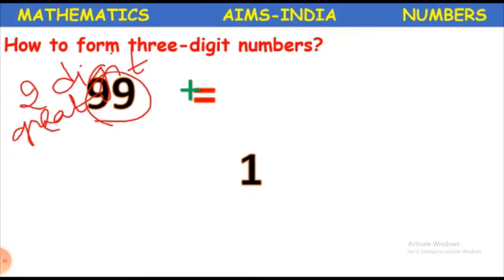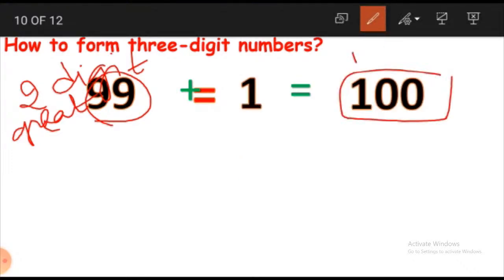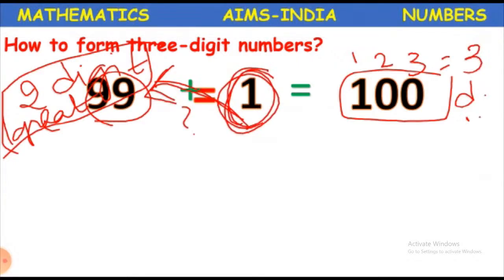Now look at this 100. How many digits does 100 have? 1, 2, 3. 100 has 3 digits. How did we get this 3-digit number? We got it by adding 1 to 99, which is the greatest 2-digit number. Clear? We got this 3-digit number by adding 1 to the greatest 2-digit number.